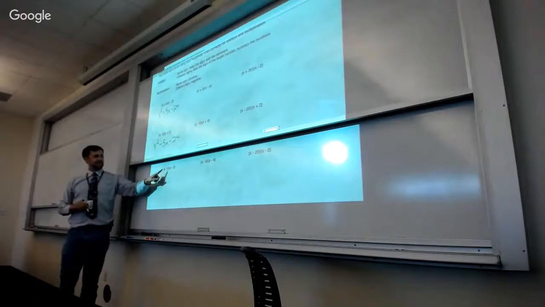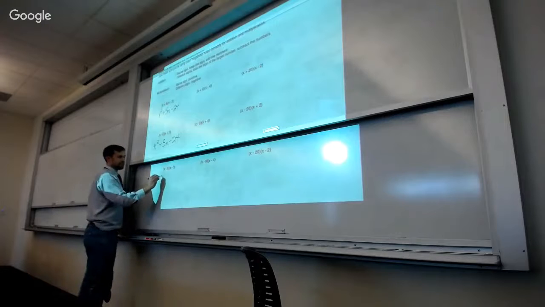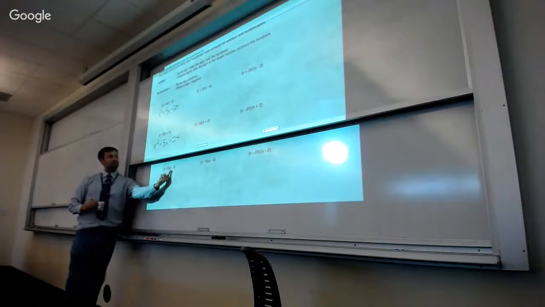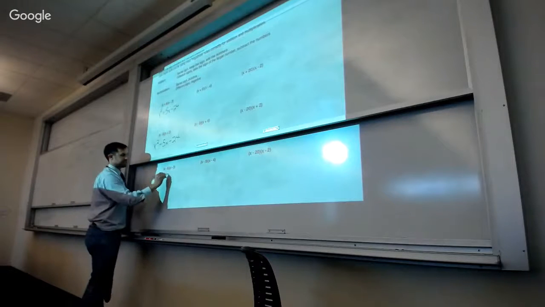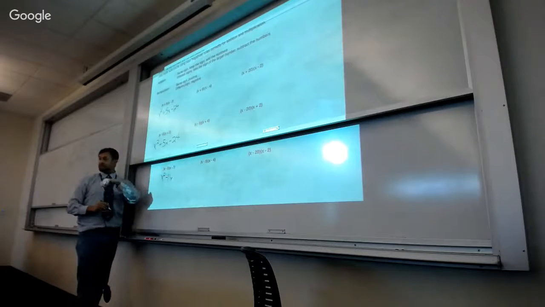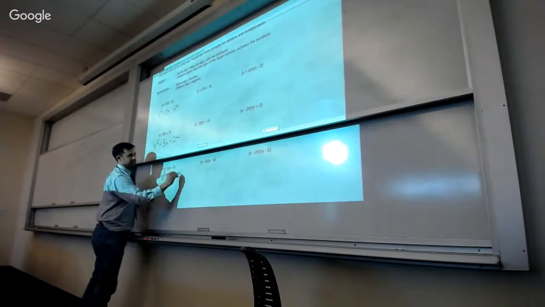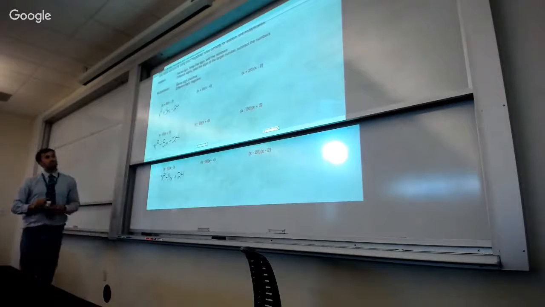How about this last one? x minus 8 times x minus 3. You immediately write down x squared. What's negative 8 plus negative 3? Negative 11x. And then negative 8 times negative 3? Positive 24. Okay. Folks, everyone try that.